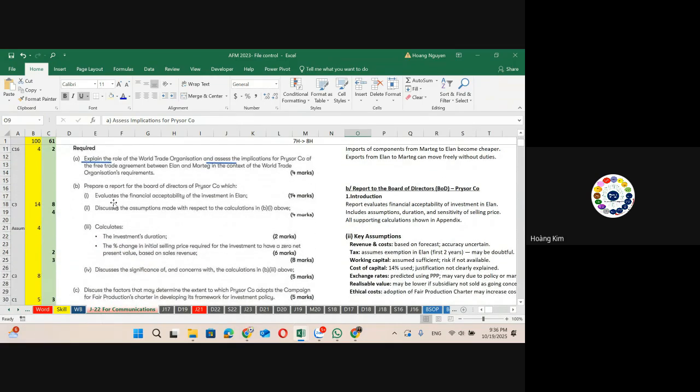And question B, the same. They ask you to prepare a report. This is the communication skill, very highlighted. This is the signature skill of ACCA. Prepare a report. When you study and finish ACCA, I think your reporting skill levels up to very professional and high level. So that's the reason why you should finish ACCA. So don't give up, okay?